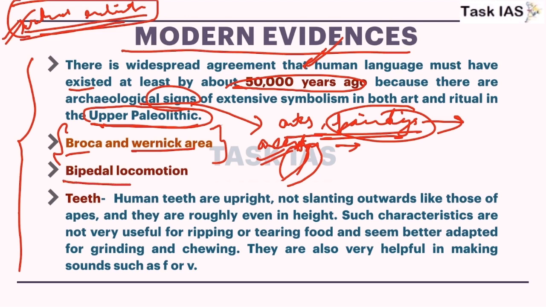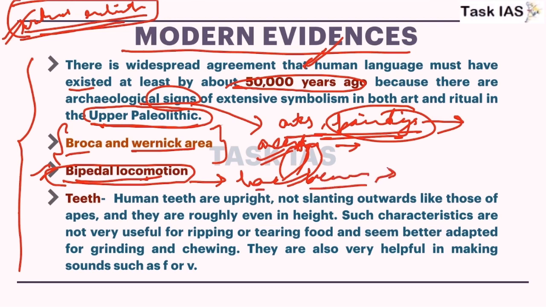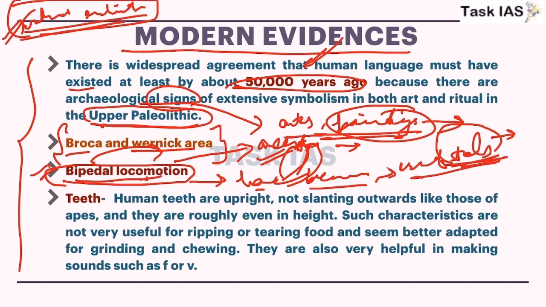Now, bipedal locomotion. It is considered that by bipedal locomotion, hands became free, and this led to more activities by hand, and use of tools also started, and this has an important role in production of language. How bipedal locomotion has a role in production of tools, we have understood this. Now, how use of tools led to production of language, we will discuss it later.